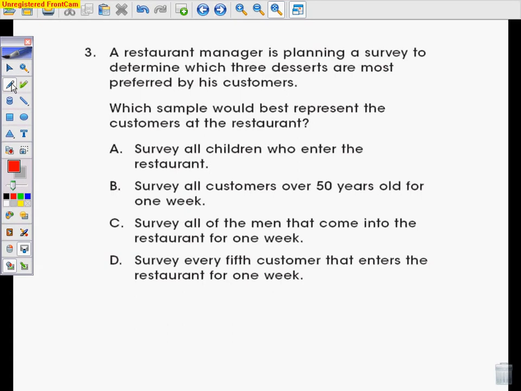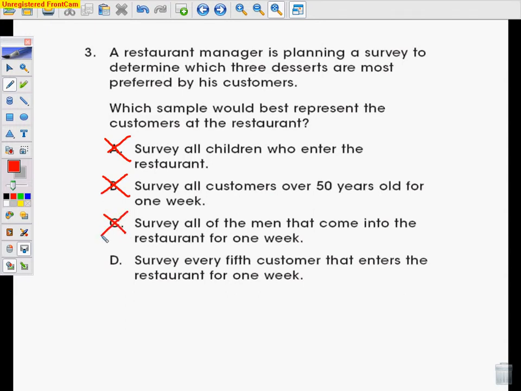Survey all children who enter the restaurant. Well, unless you're only serving children, children are not going to be representative of everybody that comes and eats at the restaurant. B. Survey all customers over 50 years old for 1 week. Once again, unless you're serving only people over 50, that's not going to be representative of the entire population. What about the people that are in their 30s and their 40s and the kids? C. Survey all of the men that come into the restaurant for 1 week. Once again, if you're only serving men, that would be great, but most likely not. So that's not representative. What about the females?